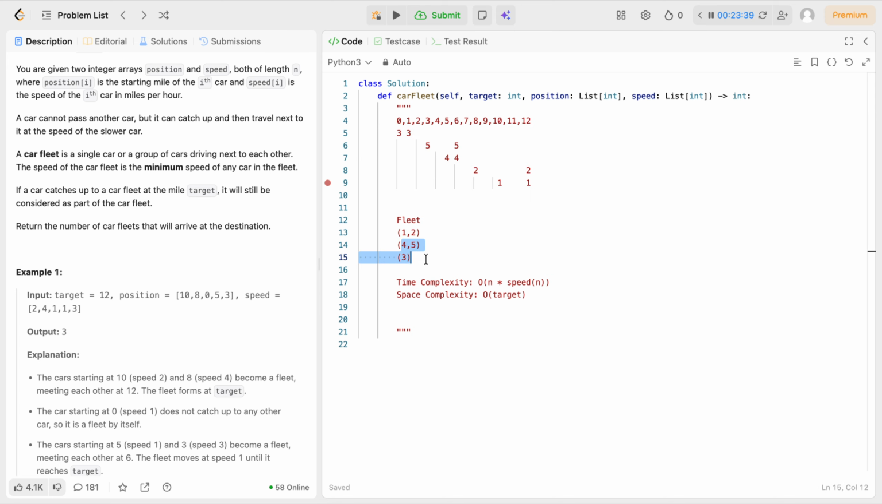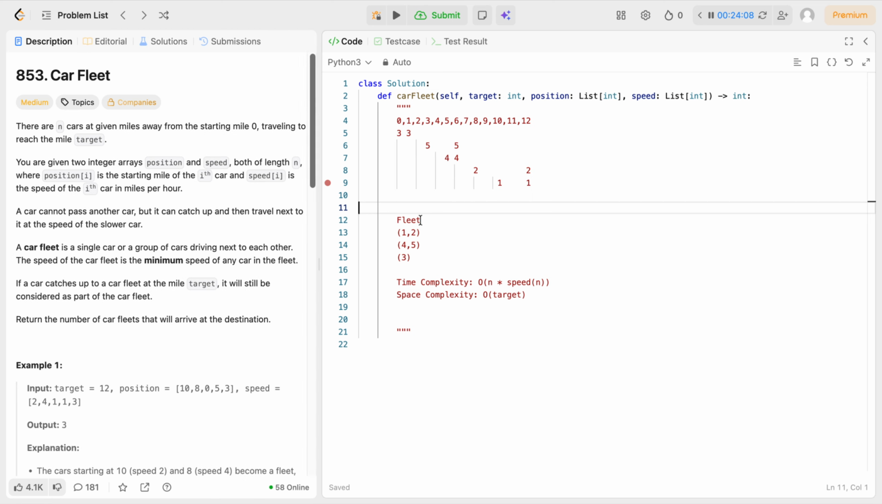The fleets are different as well. This as a stack? No, that doesn't make sense. No, I don't see it. Okay, let me watch the NeetCode video and see what they end up doing. Good attempt. Good attempt.